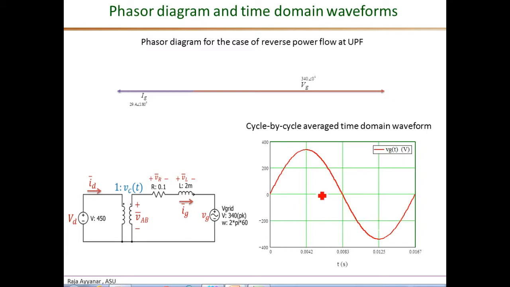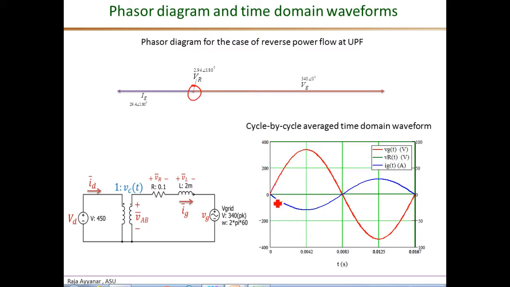Then the grid current in this case is exactly out of phase with the grid voltage because of reverse power flow at unity power factor, and the corresponding time domain waveform is this sine wave with a peak of 29.4 amperes. The scale is to the right, and as you can see, this is exactly in phase opposition to the grid voltage. Then this small waveform here is the VR of 2.94 volts, and again it's in phase with the grid current, and exactly in phase opposition to the grid voltage VG.